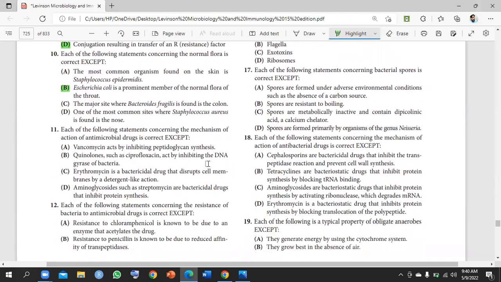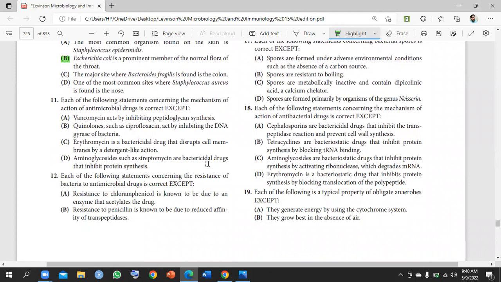Okay. Now, 11. Each of the following statements concerning the mechanism of action of antimicrobial drugs is correct except. Okay. Now we have to choose the best. We have to choose the mechanism that is not of the antibiotic. So vancomycin acts by binding peptidoglycan synthesis, inhibiting peptidoglycan. Yes, vancomycins are cell wall inhibitors. Quinolones such as ciprofloxacin act by inhibiting DNA gyrase. Yes, quinolones are basically DNA synthesis inhibitors. They bind to the DNA gyrase and they stop DNA replication.